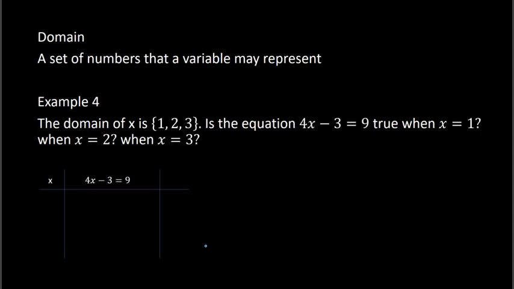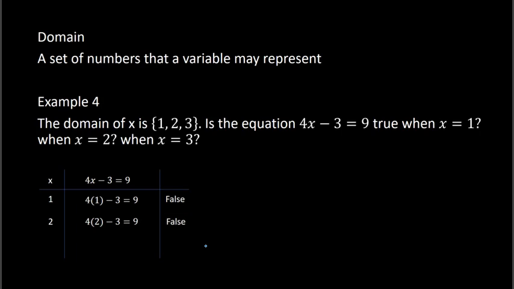So if we plug a 1 in for x, we would now have 4 times 1 minus 3 equals 9. Is that a true statement? Well, 4 times 1 is 4. 4 minus 3 is 1. 1 is not equal to 9, so that is a false statement. If we plug a 2 in for x, we now have 4 times 2 minus 3 equaling 9. 4 times 2 is 8, minus 3 is 5, which is not equal to 9. So that would be a false statement.